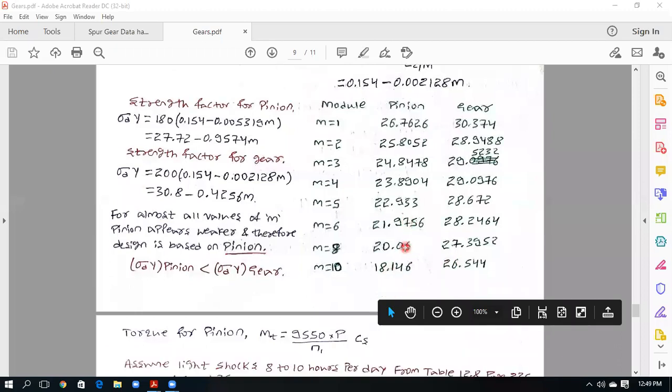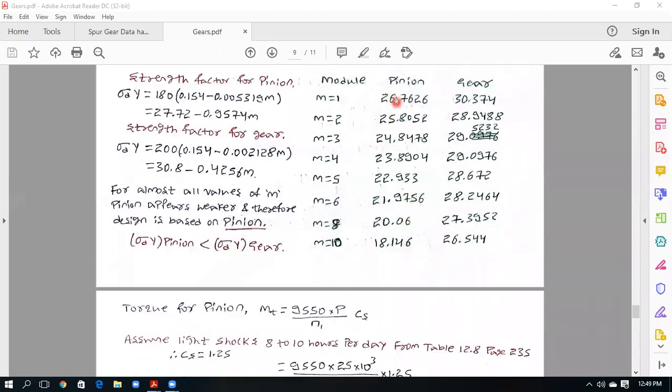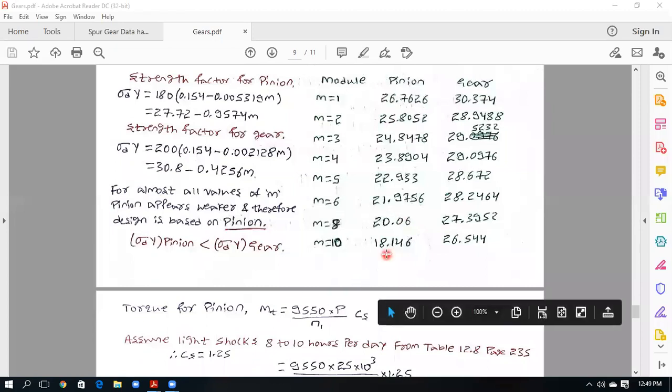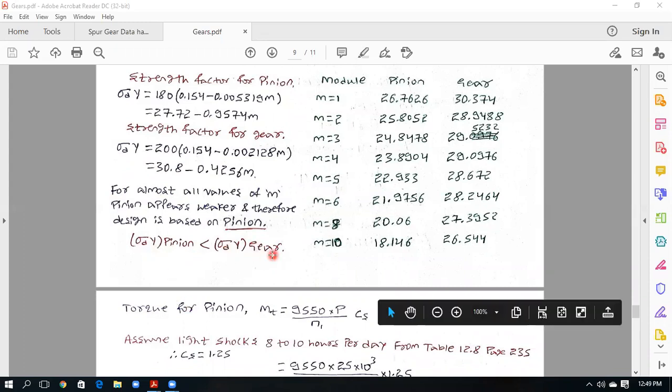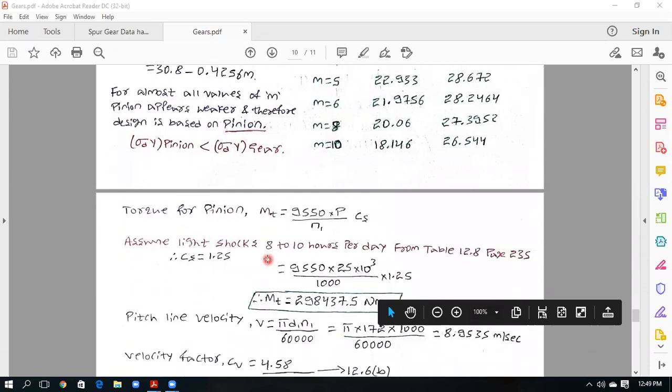From this what I conclude is that further designing is to be done on the pinion. Why? Because in all the cases the pinion strength factor is less compared to the gear. Therefore for almost all values of m, the pinion appears weaker, and therefore the design should be done for the weaker member, that is, the design should be done for the pinion. Here you can see that sigma d into a value of the pinion is less than the gear. That's why further designing should be done for the pinion.